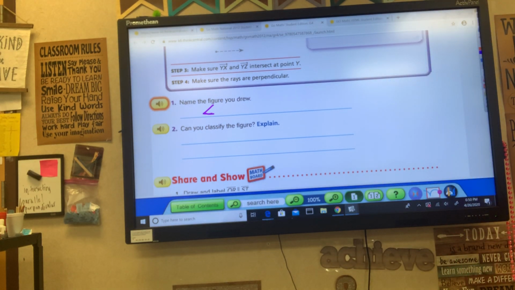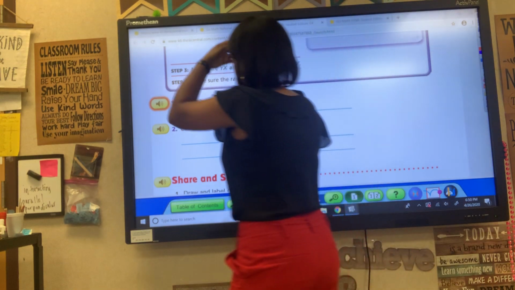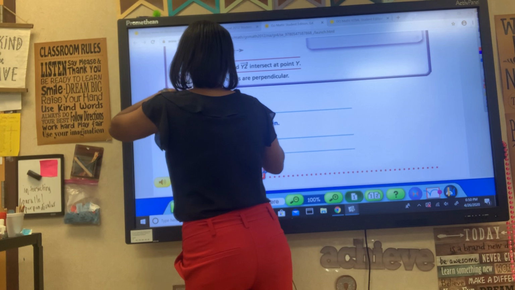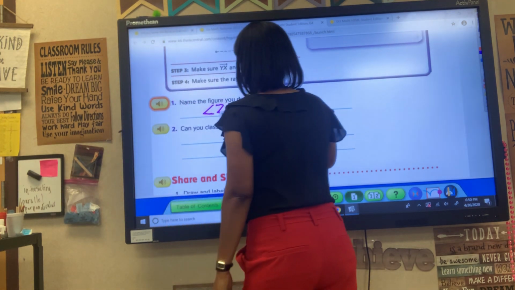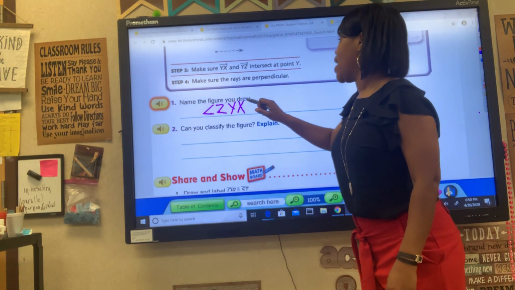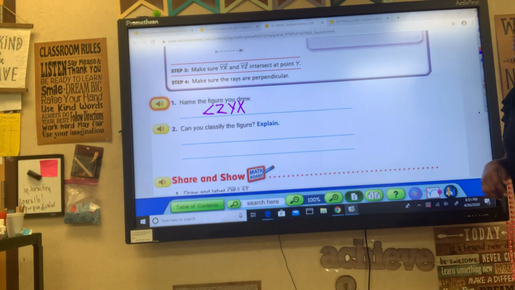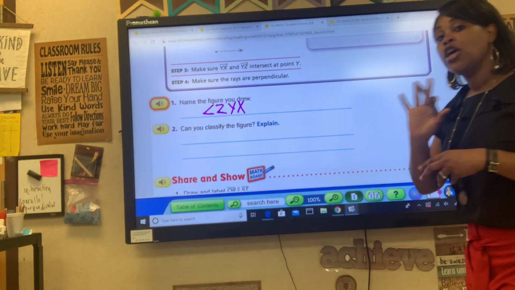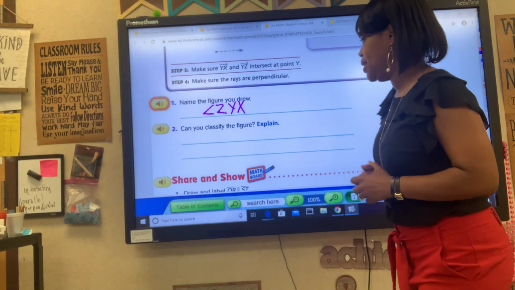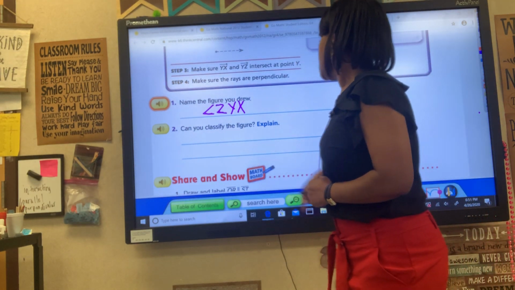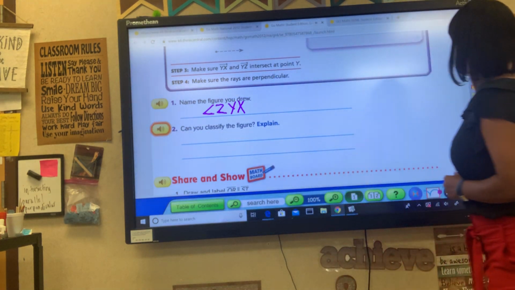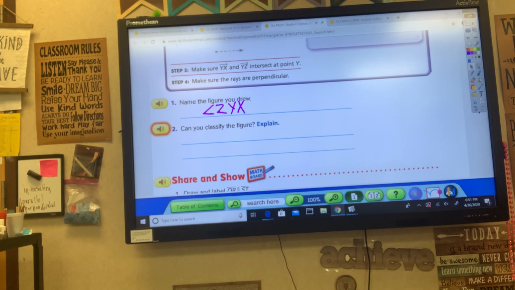And so this is angle ZYX, angle ZYX. An angle is known by its points. The 3 points you have in what you drew are Z, Y, and X. So it's called angle ZYX. No worries if you're a little bit confused, because we have plenty more to practice in just a few minutes. Let's look at number 2. Can you classify the figure? Explain.